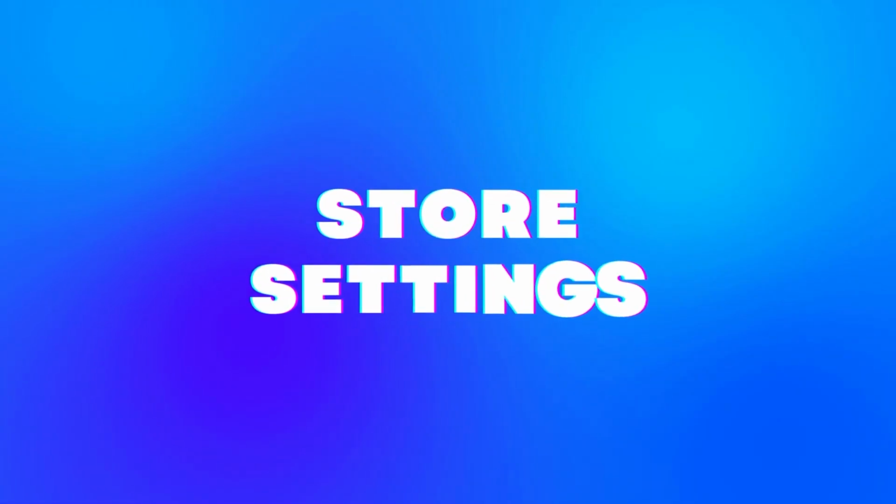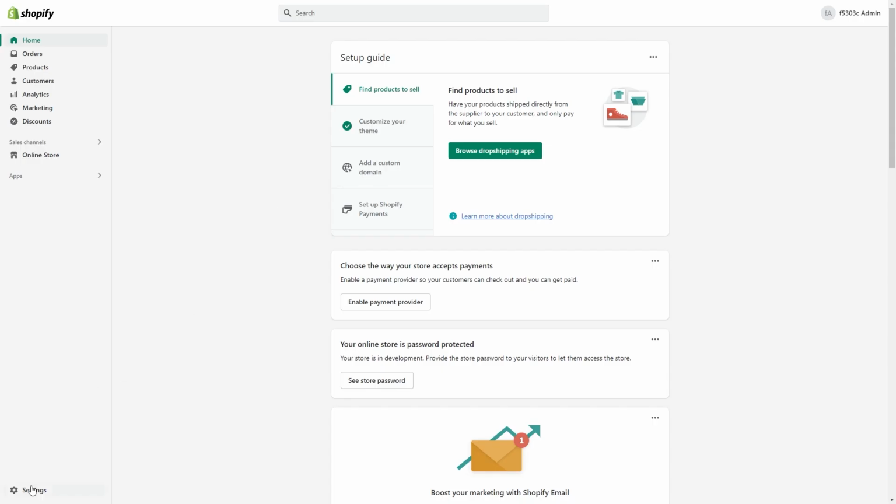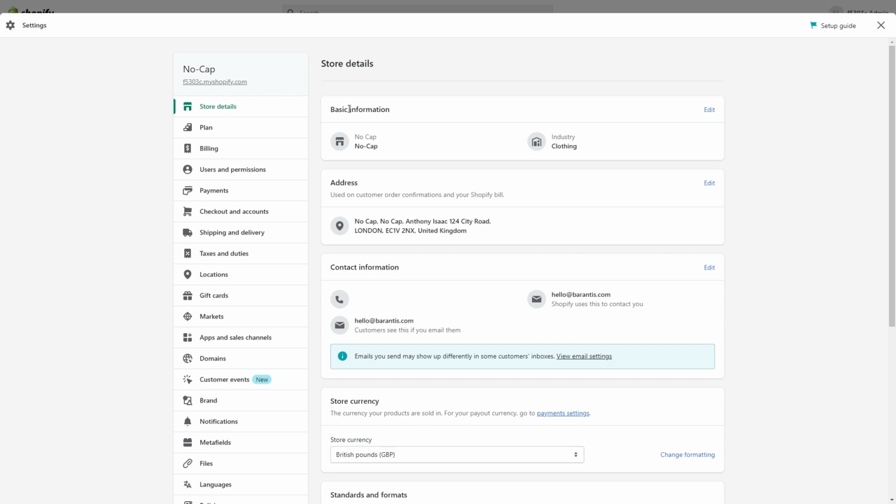Now we're going to go through all of our store settings to make sure our store is set up how we want it to be. So let's go to settings at the bottom down here. Now we've already completed the store details section, so we can skip this one. But we're also going to skip payments, checkout, shipping, taxes, and domains down here, because we're going to have a look at them in more depth later on anyway, as they need their own dedicated time.